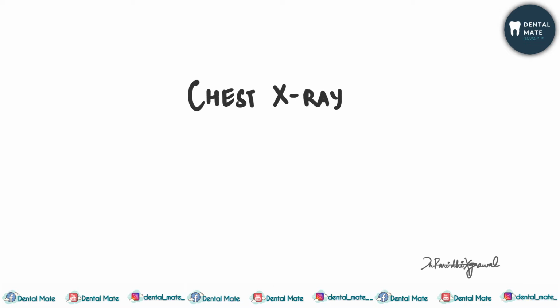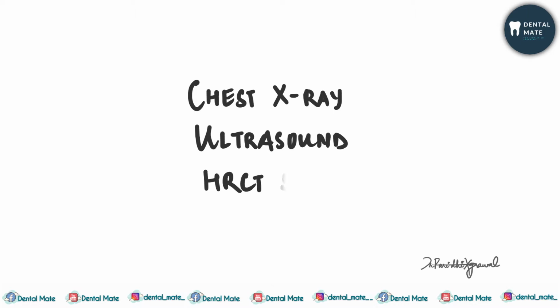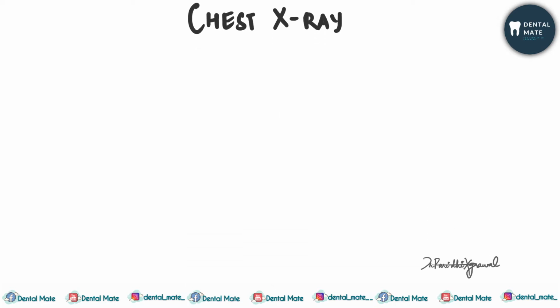If we talk about the radiographic examination, first is the chest X-ray. Now a disadvantage with the chest X-ray is that in early stages it does not show any signs or symptoms. Next is ultrasound or POCUS, that is point of care ultrasound. After that is HRCT scan.